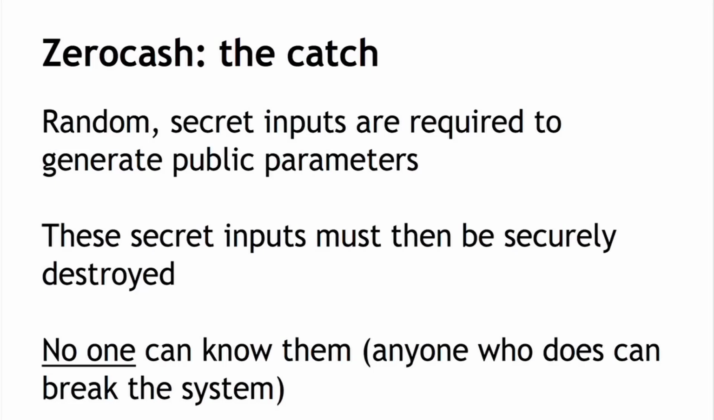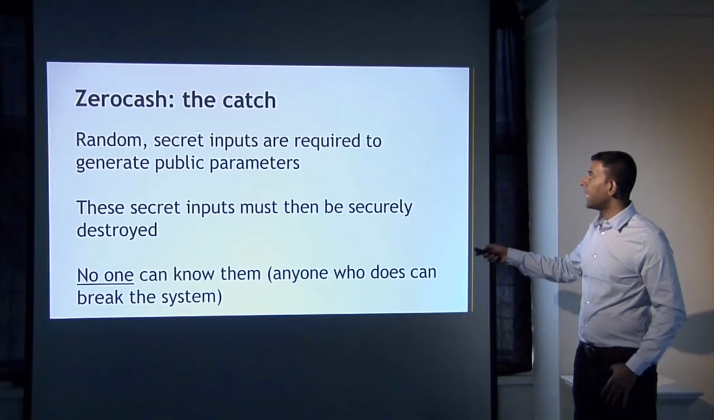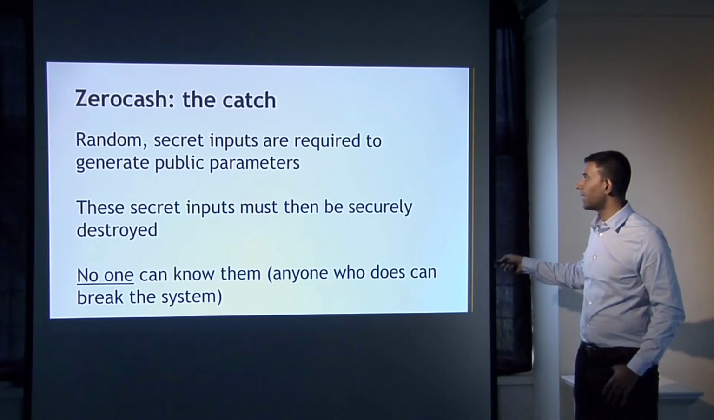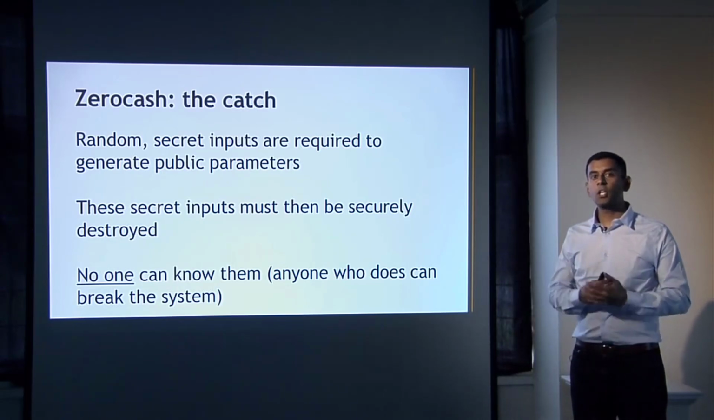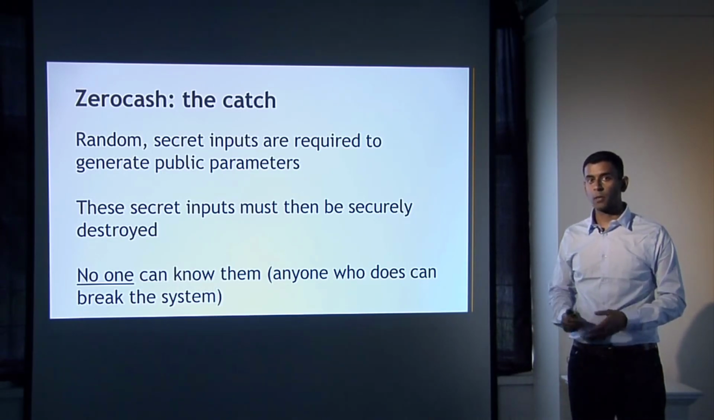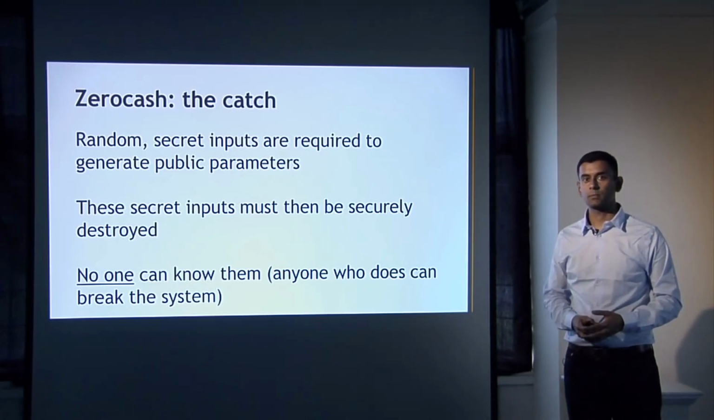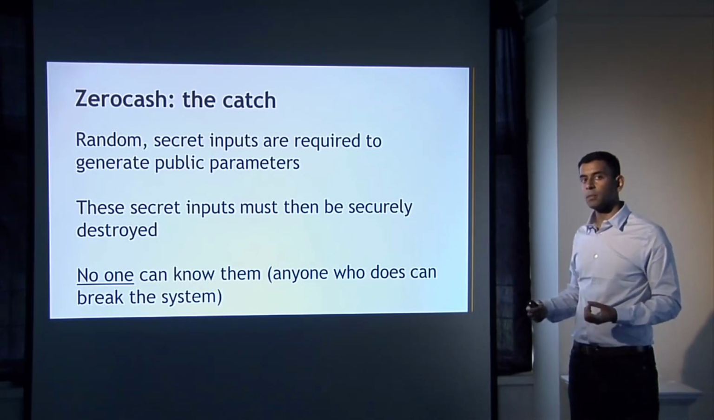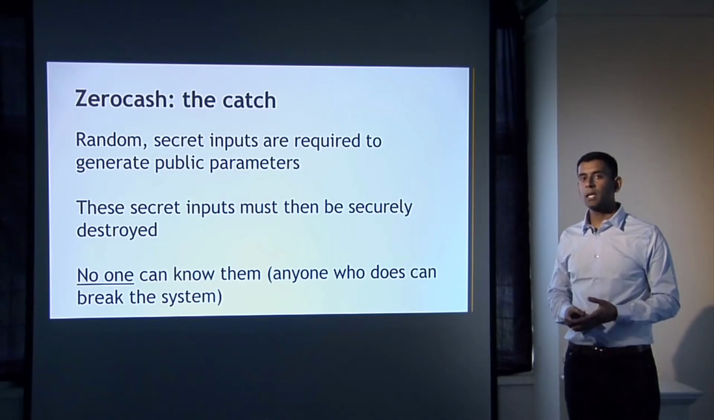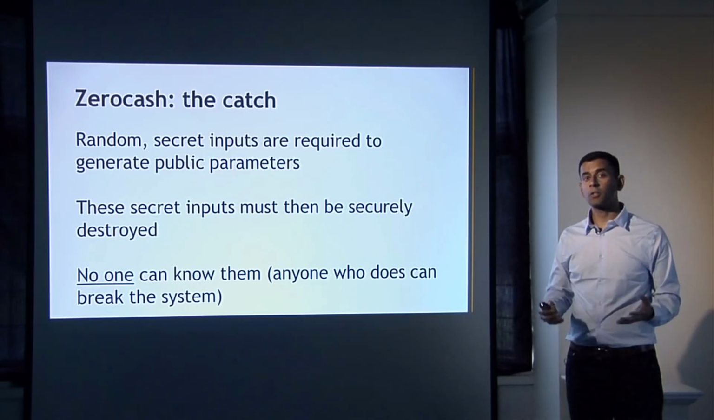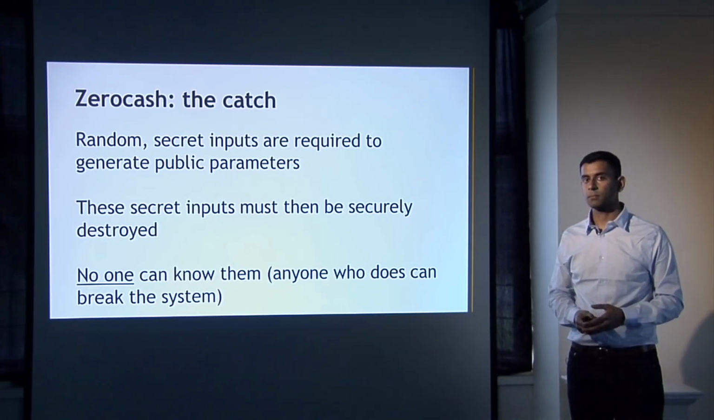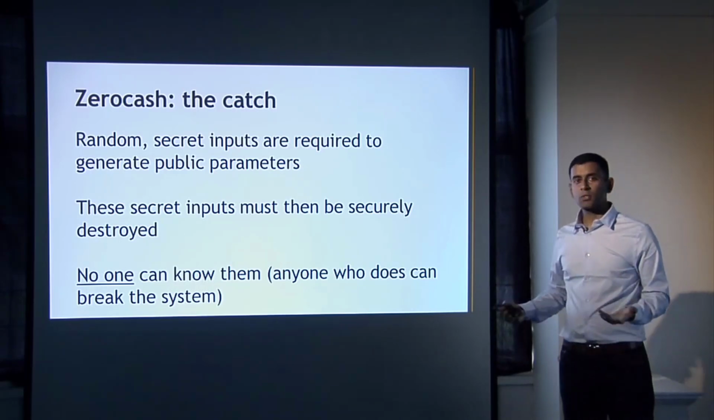Think of those as public keys, except that these are giant public keys. They're over a gigabyte in size. And not only is the size a bit of a problem, these secret inputs for the security of the system then have to be securely destroyed so that nobody knows what those secret inputs were that were used in order to generate these public parameters. That seems like a bit of a problem, and the reason that no one can know them is because if somebody knows them, it doesn't mean that they will be able to compromise anonymity, but they will be able to create new Zerocoins for themselves, and nobody will be the wiser, which is also an equally bad problem for the currency.